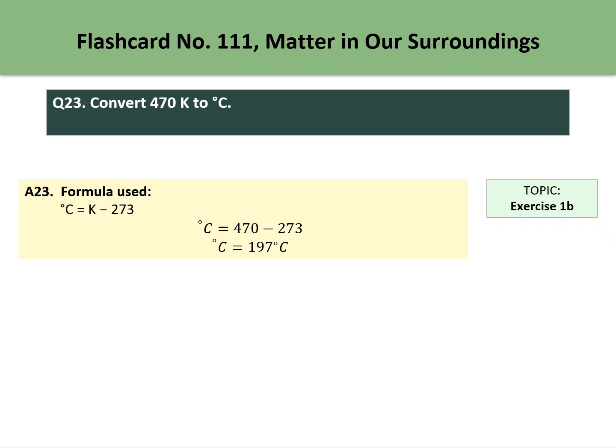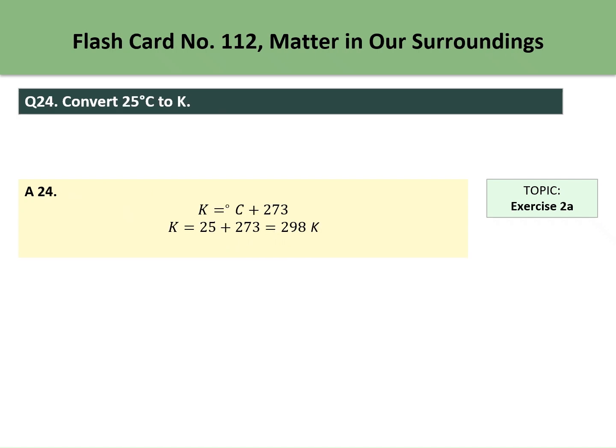Convert 470 Kelvin to degree Celsius. We will use the formula degree Celsius is equal to Kelvin minus 273, that is 470 minus 273 is equal to 197 degrees Celsius. Next. Convert 25 degrees Celsius to Kelvin.